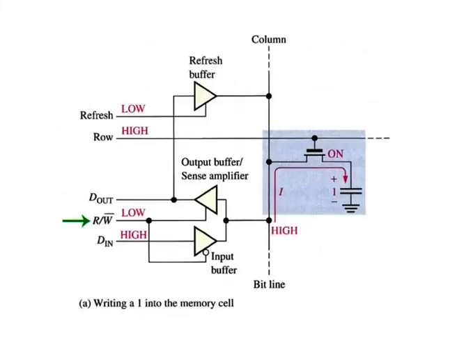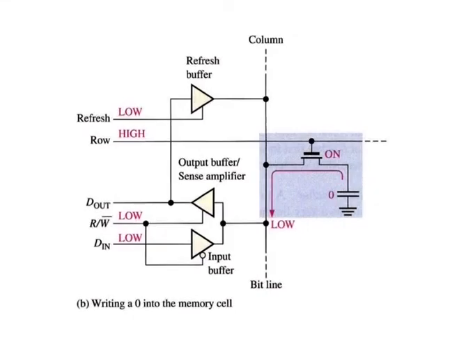A low on the read-write bar line enables the tri-state input buffer and disables the output buffer. For a 1 to be written into the cell, the D in line must be high and the transistor must be turned on by a high on the row line. The transistor acts as a closed switch connecting the capacitor to the bit line. This connection allows the capacitor to charge to a positive voltage.